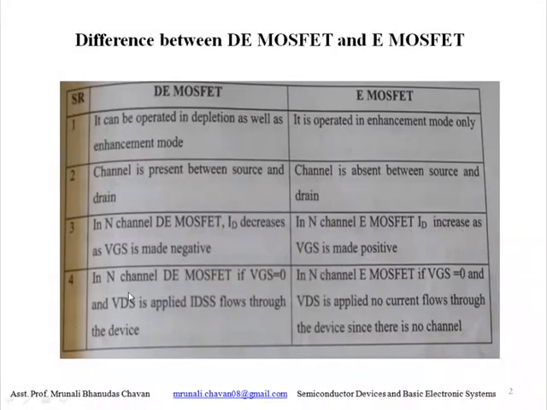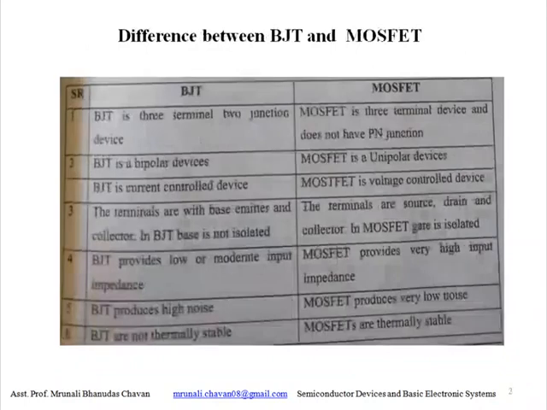And the last point is, in N channel DE MOSFET, if VGS is 0 and VDS is applied, IDSS flows through the device. While in N channel E MOSFET, if VGS is 0 and VDS is applied, no current flows through the device since there is no channel. Okay, these are the four differing points between the DE MOSFET and E MOSFET. Next, we have to see the difference between BJT and MOSFET.